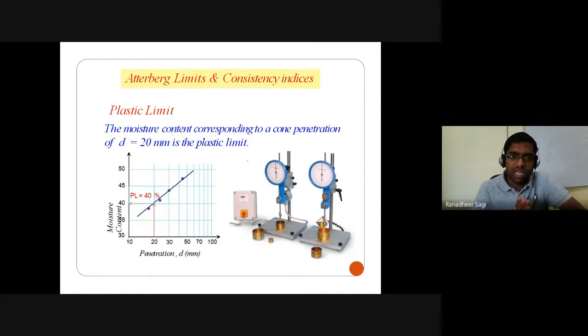As we have discussed earlier, corresponding to an exact 20 mm depth of penetration, you extend that point onto the curve you have plotted and extend it onto the vertical axis, which gives you the corresponding plastic limit value of that particular soil. This 40% is a rough number we are indicating, but that's how we determine the plastic limit value of that particular soil.